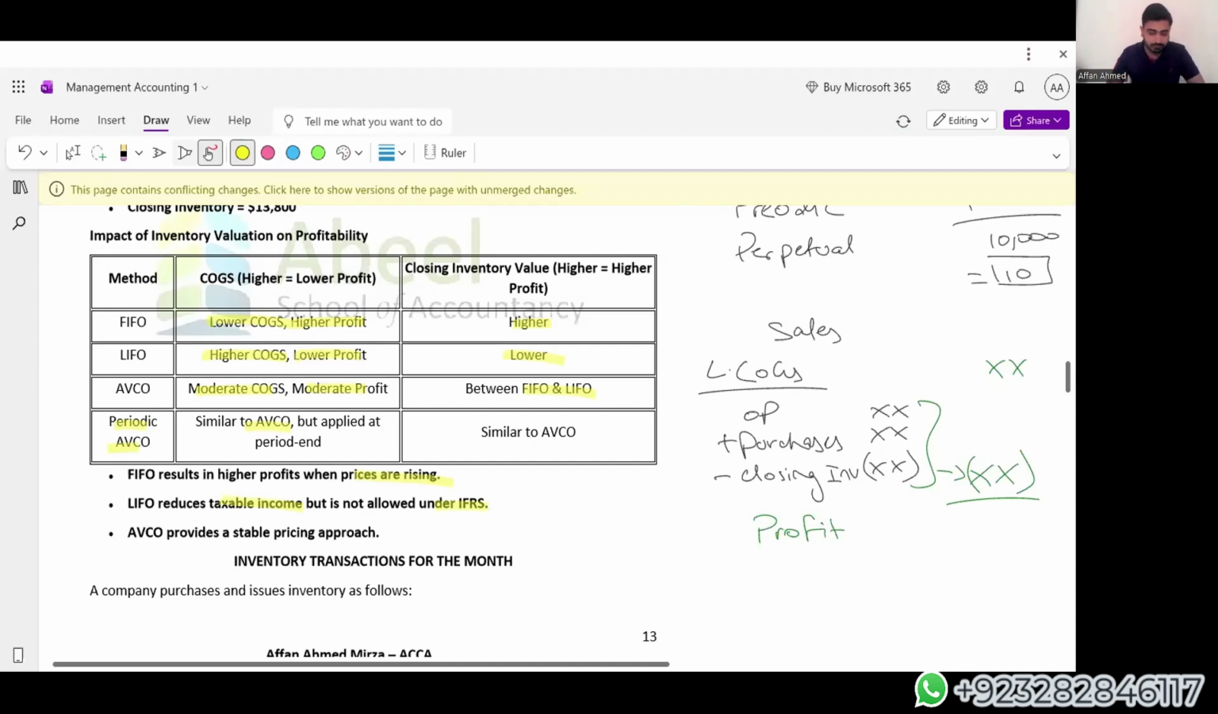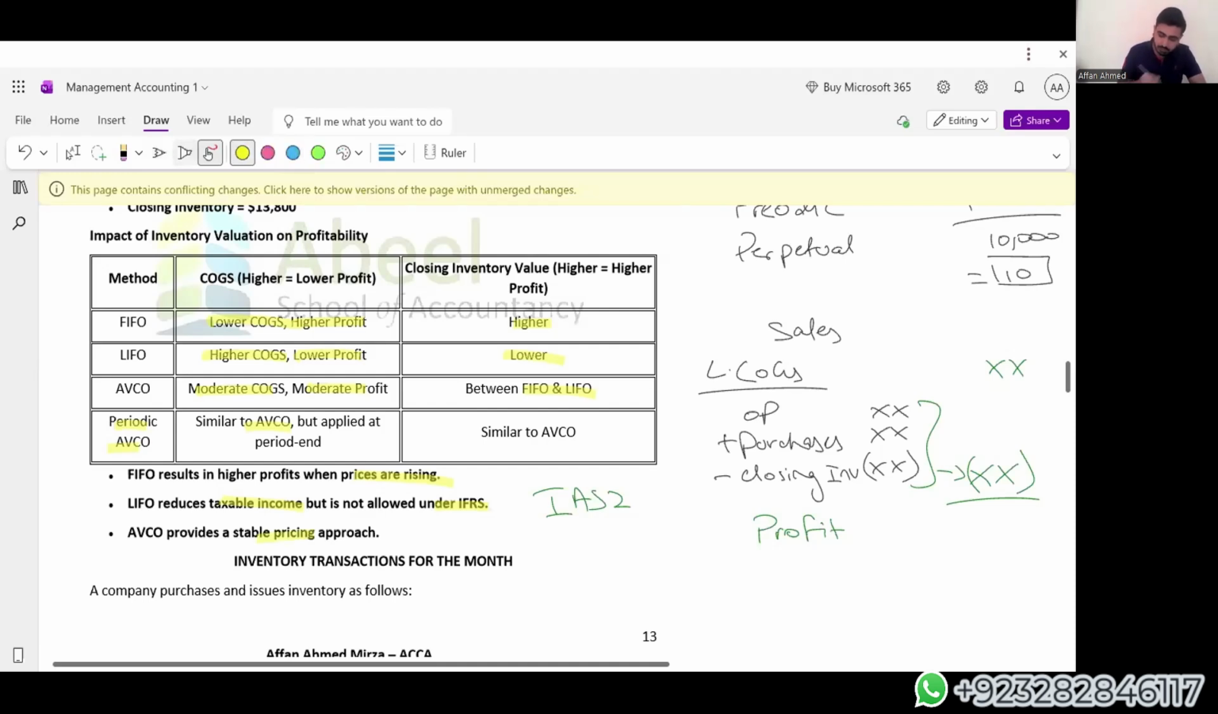IAS 2 is a standard that you are going to study later on in financial accounting, where you're going to see that IAS 2 says that the inventory should be measured at the lower of cost or NRV, that is a market price. So we should measure your inventory at market price or the cost that you have purchased it at. If the market price is lower, then we have to measure it at that price. So LIFO doesn't apply. It is not practical and it is prohibited in financial accounting as well. So please be careful regarding that.